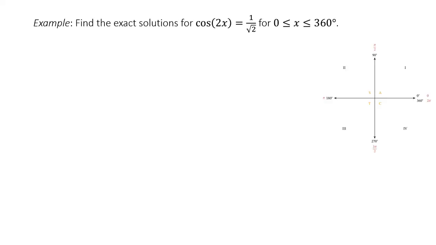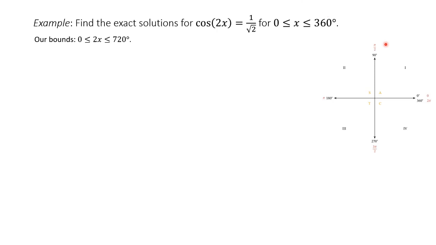In this question, we're asked to find the exact solutions for cos 2x equals 1 over square root 2, for 0 is less than or equal to x is less than or equal to 360. Well, first we can notice that the argument for cos is 2x and not x. So we should look at the bounds for 2x. If we multiply both 0 and 360 by 2, we'll get that the bounds are 0 is less than or equal to 2x is less than or equal to 720.